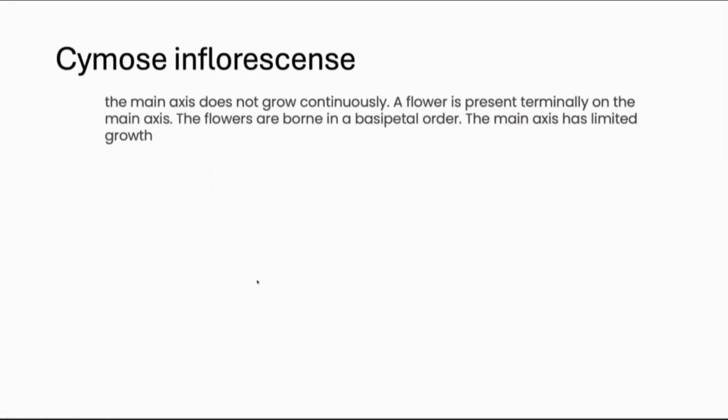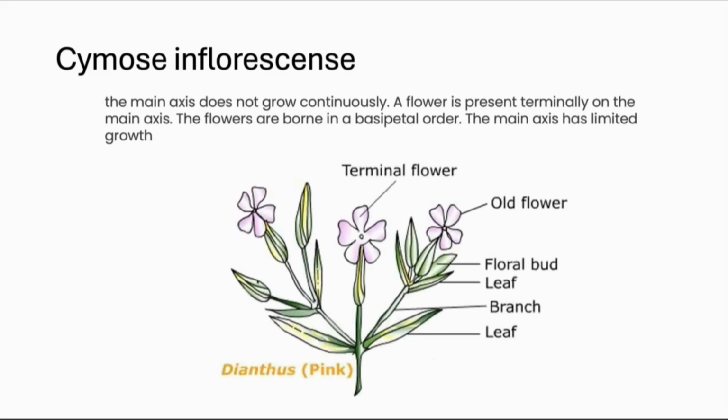And cymose inflorescence. So till now we saw the racemose inflorescence, and now we are going to learn about the cymose inflorescence. What's the difference between them is, here the main axis does not grow continuously. A flower will be present terminally on the main axis, and the flowers are borne in a basipetal order. The main axis is of limited growth. You can see here as an example. In the terminal region you will have one flower, and from that region you can see other flowers blooming.